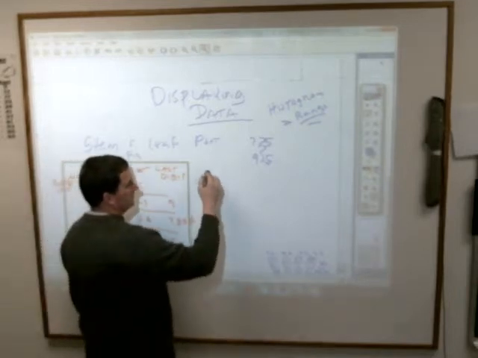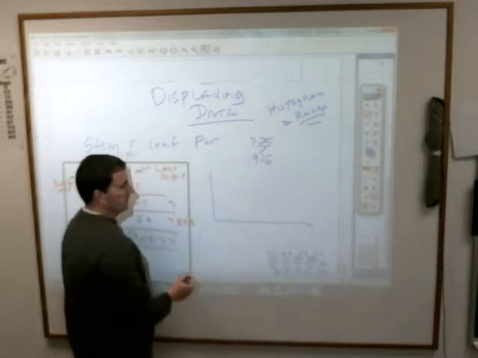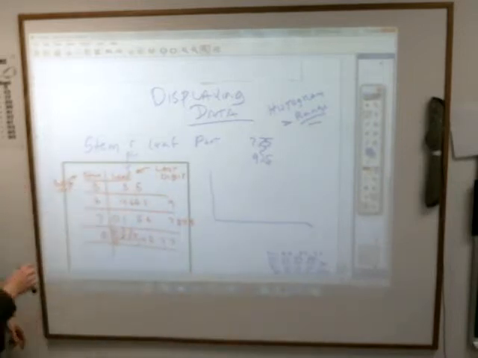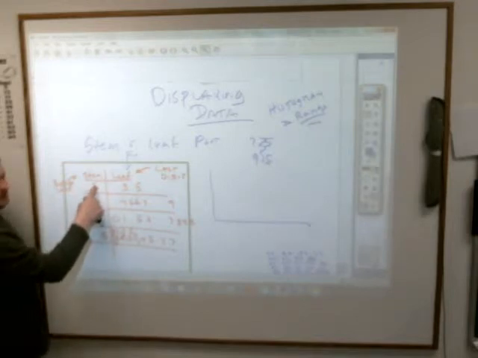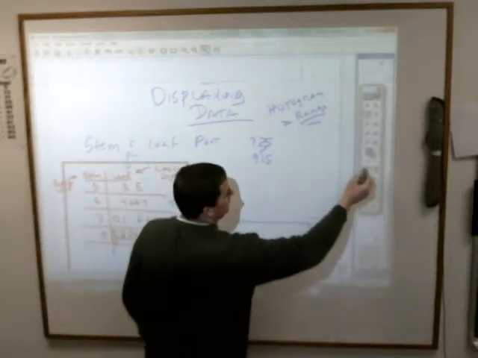So, for example, here's my histogram. What range of numbers do I have? Well, this is the range from 50 to 59.